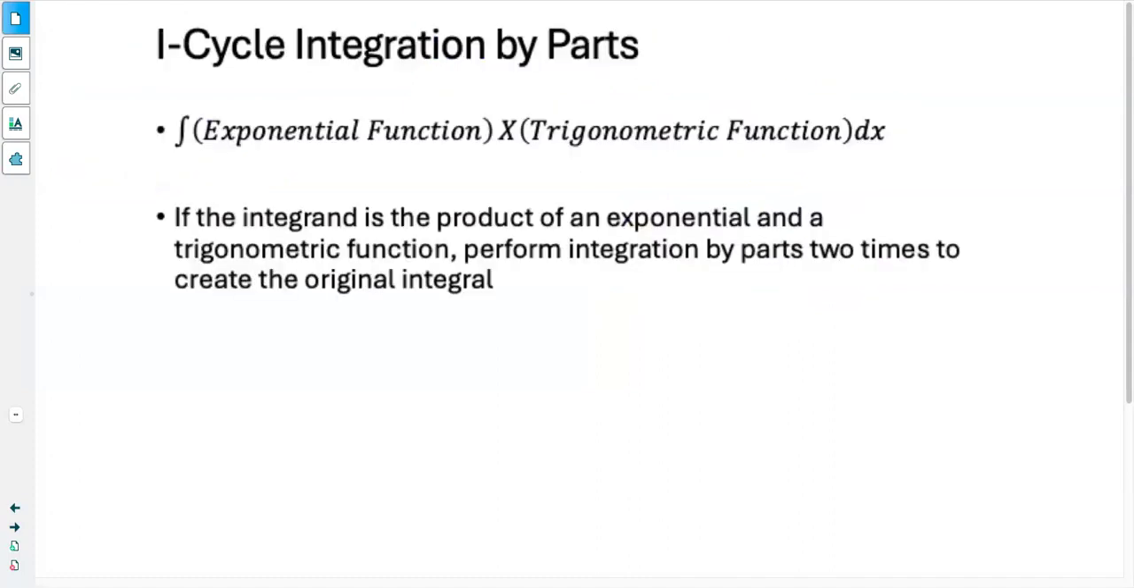Okay, this brings us to I-cycle integration by parts. Our I-cycle pretty much is when we're doing this integration by parts and, cycling through, we end up back with our original integral. Now, we're going to look at the form of an integral of an exponential times a trigonometric function first. And typically with these, we can end up, after just 2 cycles, with our original integral. So we'll do an example of this and what to do when that happens.